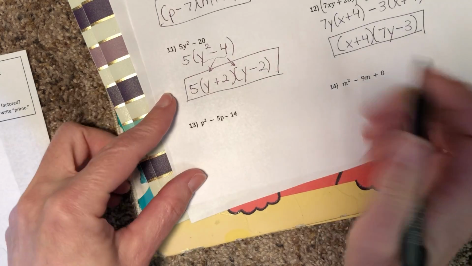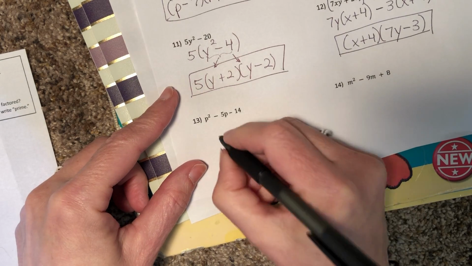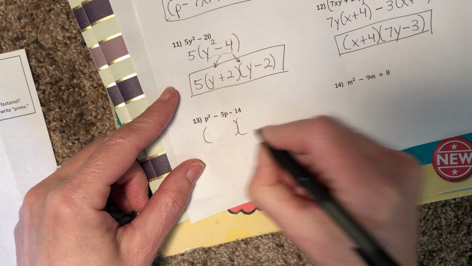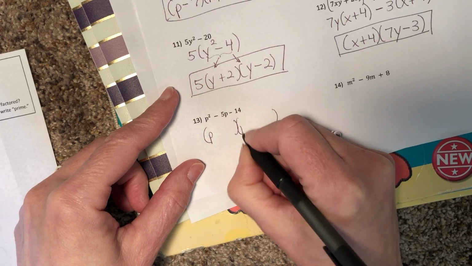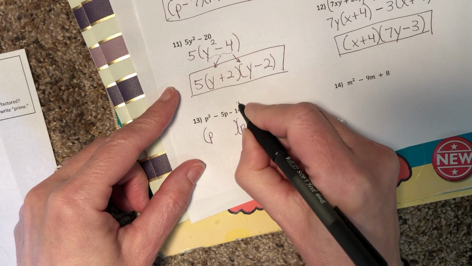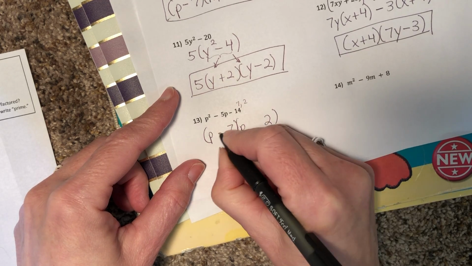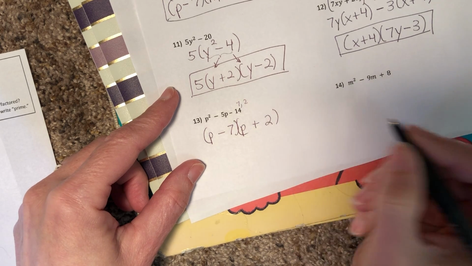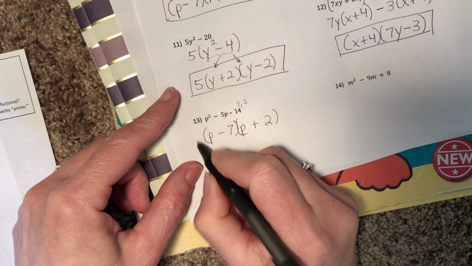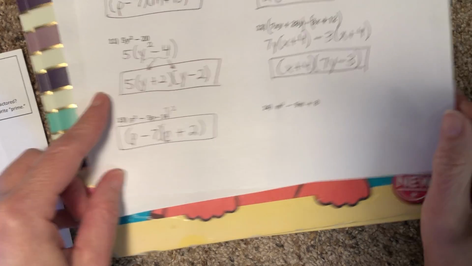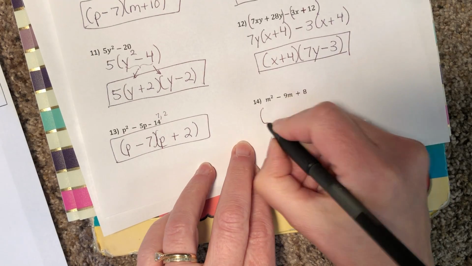Okay, and then looks like trial and error because there's no GCF. So P, I know 7 times 2 can get to a 5. If I make that 7 negative, that positive, FOIL it out, it checks out. And the last one, trial and error.